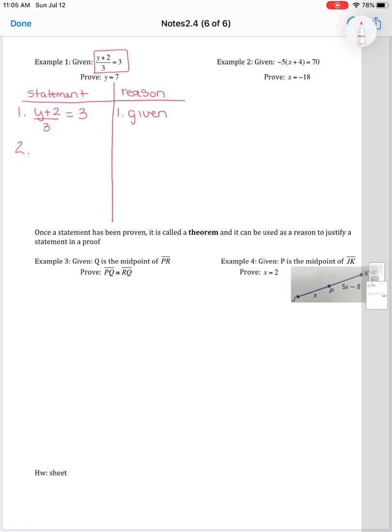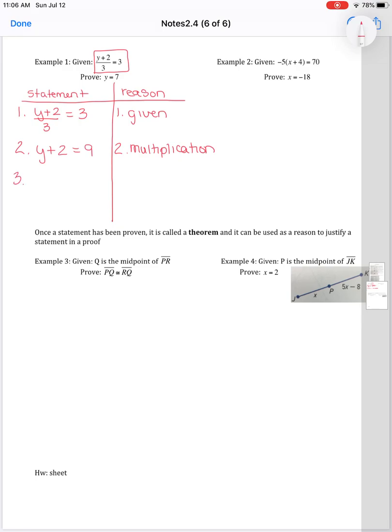So line 2 is now going to say, okay, I've got to solve for y. So what should I do first? Some people might look at this and say, okay, I'm going to multiply by 3. So if I multiply both sides by 3, I'm going to write for my next line, y plus 2 equals 9, because I multiplied both sides by 3. And now, not just the left side you have to fill in, but you have to say what you did. So what did we do? We multiplied by 3. So reason 2 is multiplication.